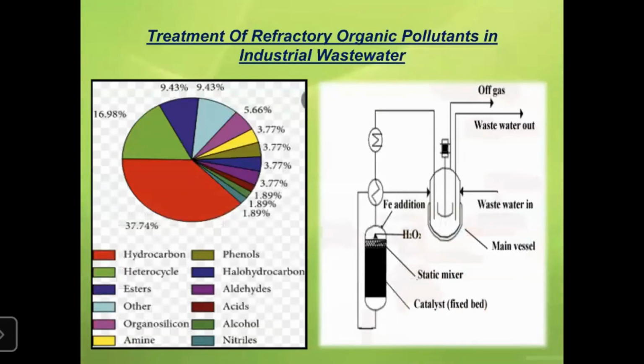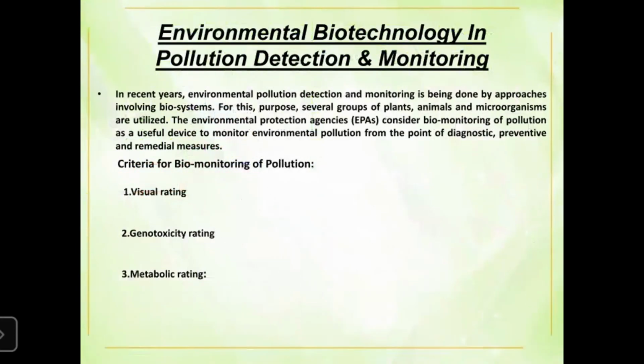Now the next topic is the treatment of refractory organic pollutants in industrial water. Here are some compounds given: hydrocarbon, heterocycle, esters, organosilicon, amine, phenols, halohydrocarbon, aldehydes, acids, alcohols, nitrates, and so on. In the given figure, you can see that there are catalysts.